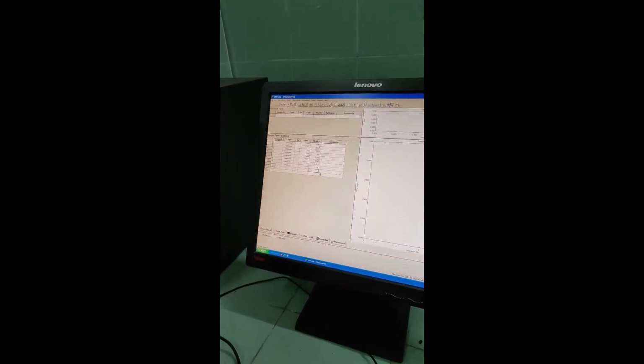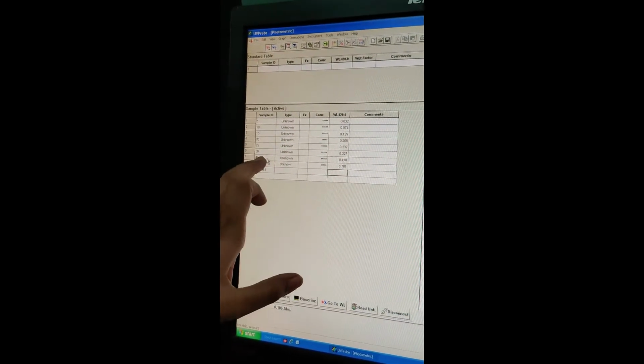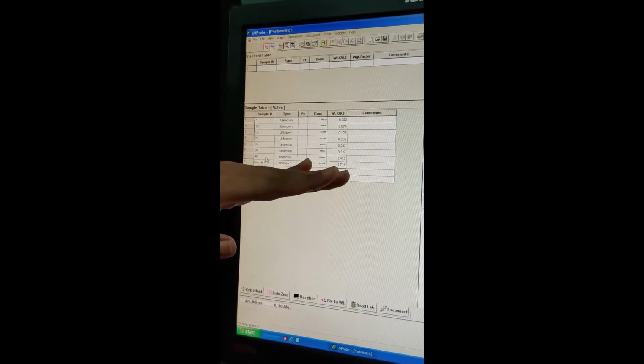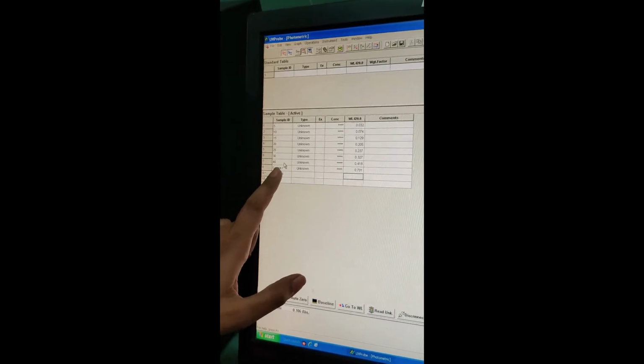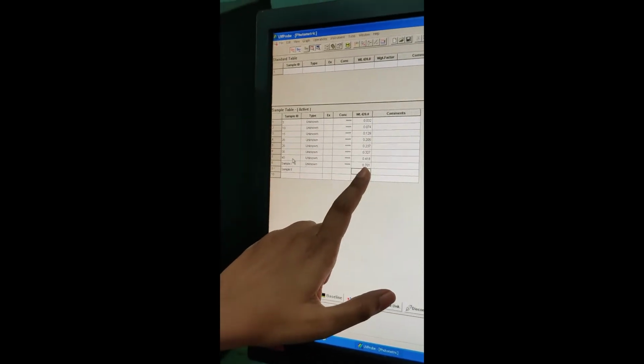Now I have done all the addition. I have taken the readings. See, this was 40, this till the 40 tube. This is part of your graph plotting. Now for sample 1, my reading is 0.701.